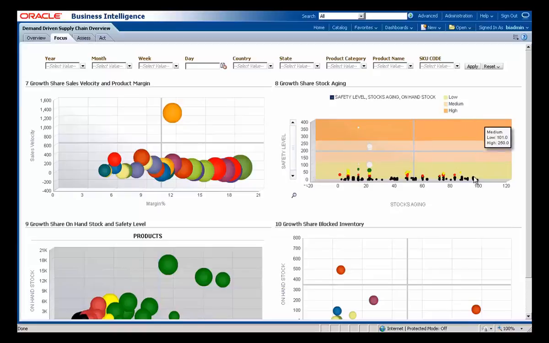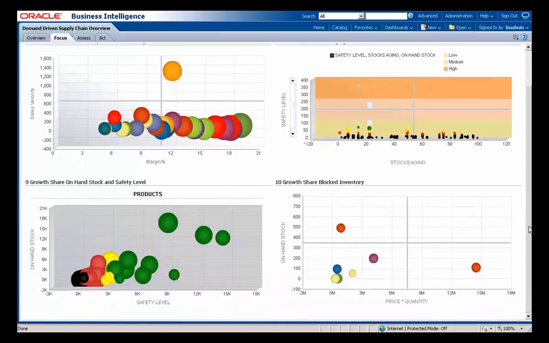The chart which we see right now provides the growth share metrics for two key KPIs, the safety levels and the on-hand stock. As the target is to move as many products as possible towards the first quadrant and avoid being anything on the second, third and the fourth quadrant.